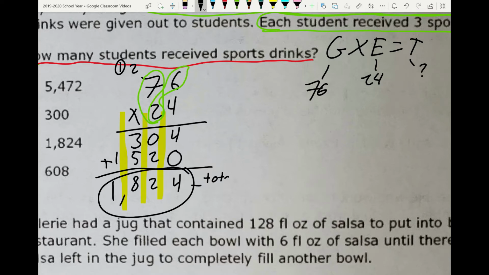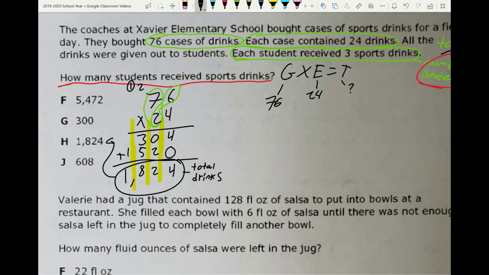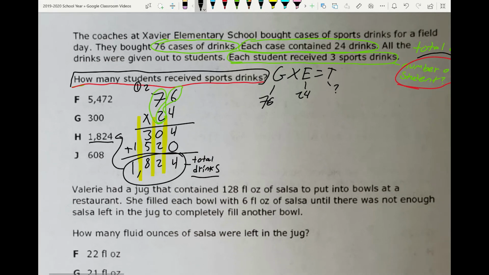Okay. So what does this mean? This is the total drinks. Oh wait, I see my answer right there. This is the total drinks, and I see an answer choice right there. But what is the question asking us to do? How many students receive sports drinks? Is it asking us for the drinks or students? Students, not drinks, okay? So this is just the beginning.